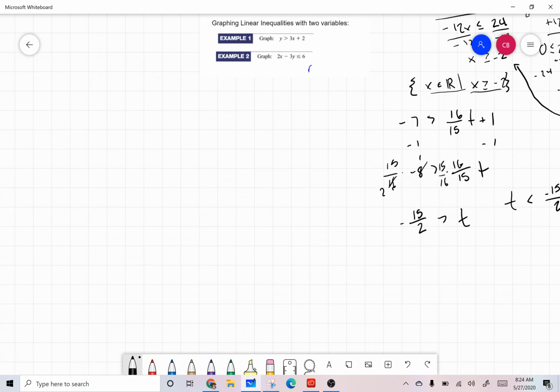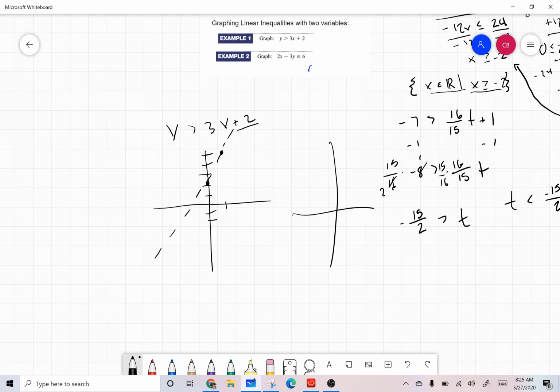The next one to look at, we have y is greater than 3x plus 2. If we were going to do this one, we draw the graph. To graph 3x plus 2, you're going to go up 2, 1, 2. And you're going to go up 3 over 1 from that point. So we go up 1, 2, 3 over 1. Now this is a greater than symbol, so we're going to draw a dotted line. If it was a greater than or equal to, it would be solid like the following. Okay.